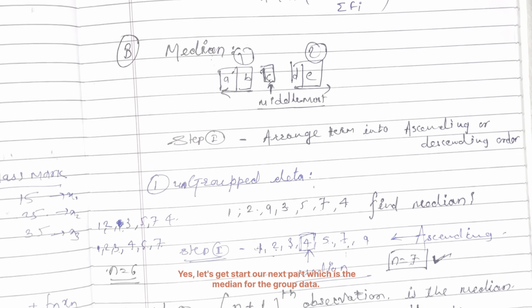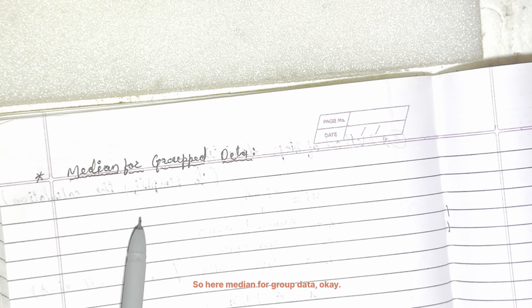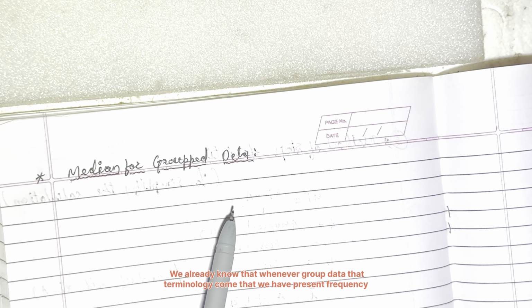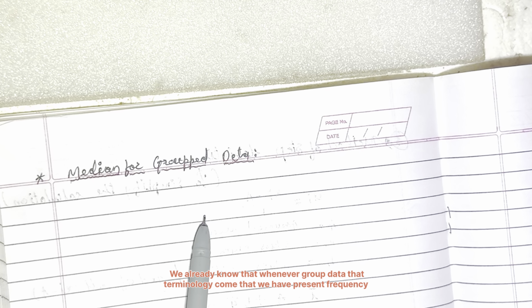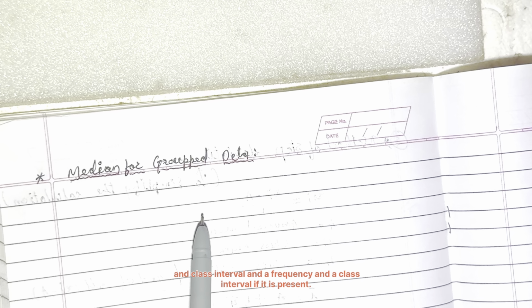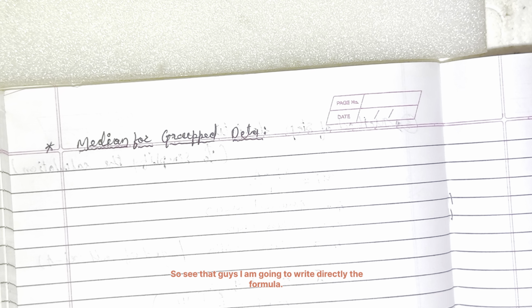Okay, let's get started with our next part, which is the median for the group data. So here, median for group data. Okay, so we go for the group data. We already know that whenever grouped data terminology comes, we have frequency and class interval present, so we'll get the concept related to the frequency and class interval itself. Okay, so see that guys, I'm going to write directly the formula.